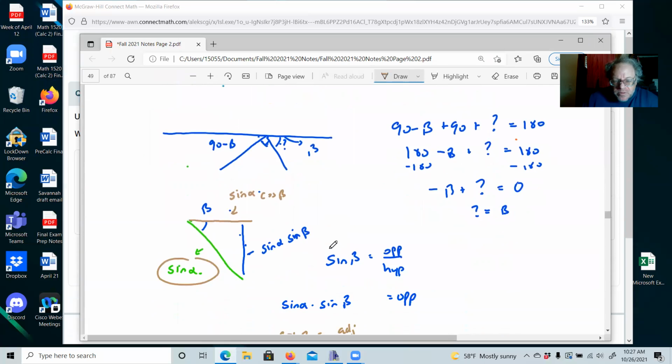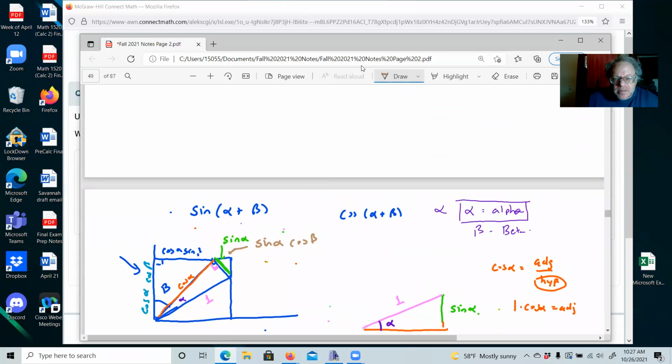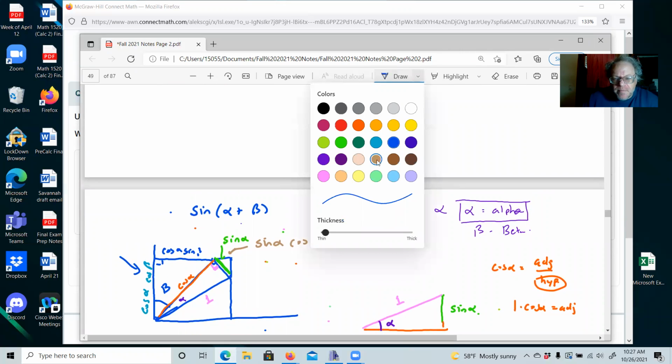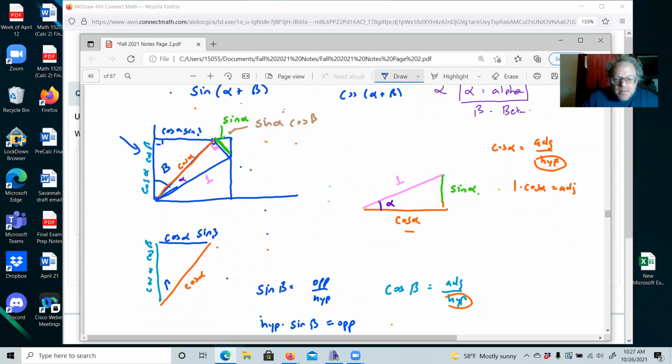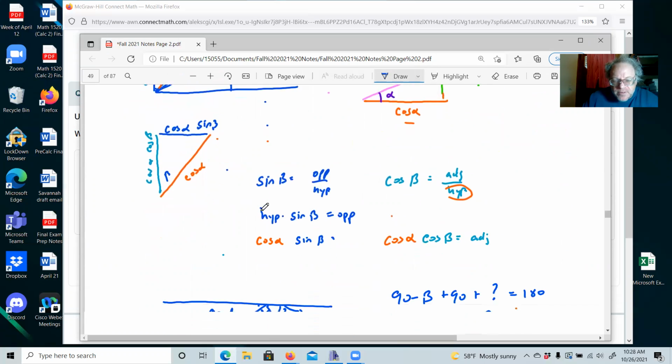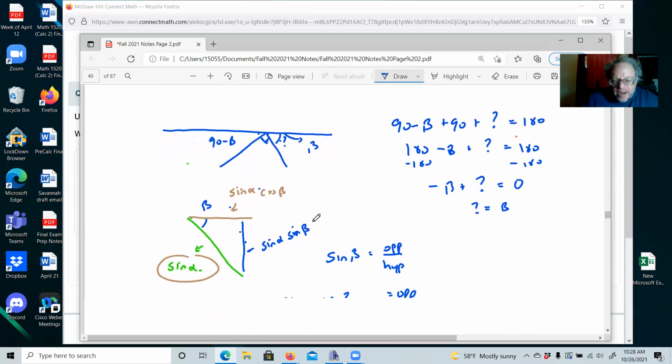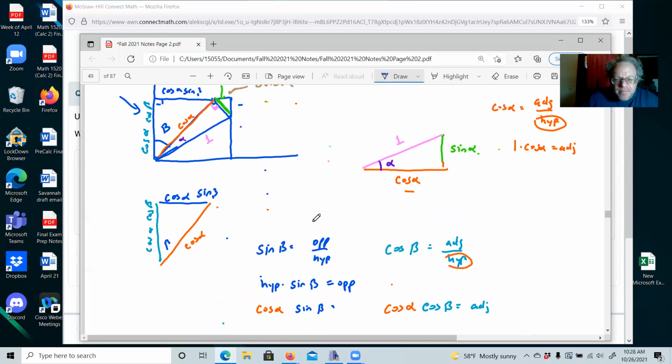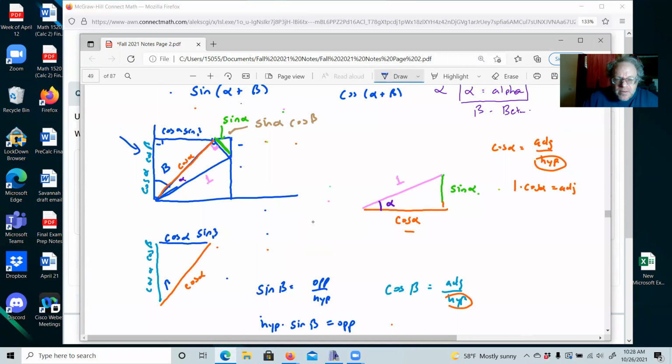And then what color did we use? Blue for that one. It's unfortunate. But this guy right here, this is sine alpha sine beta. So we have 1, 2, 3 triangles finished. We have one more triangle.